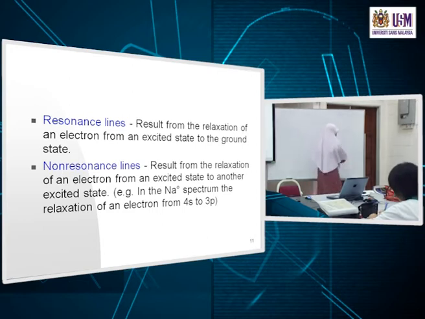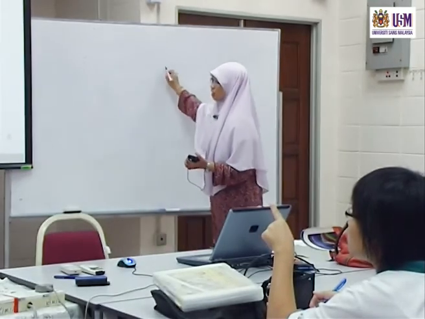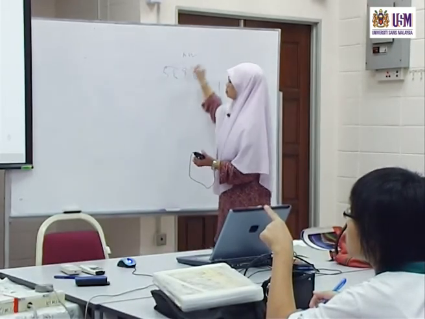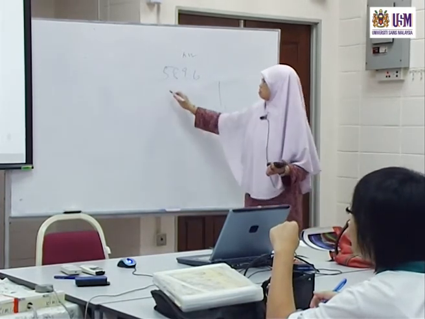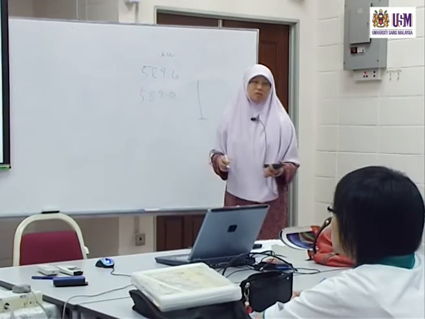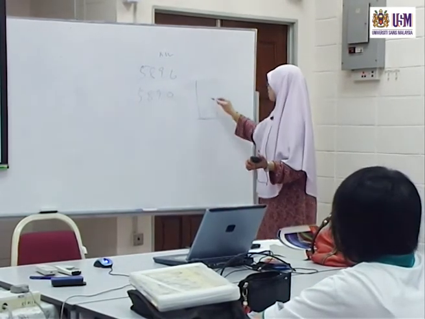What is it for sodium? I'm sure it's shown in your diagram. Give me the two lines for sodium, the jump from 3s to 3p. The two absorption wavelengths involving the two resonance lines: one of them is 589.6, and the other one is 589.0 nanometers.